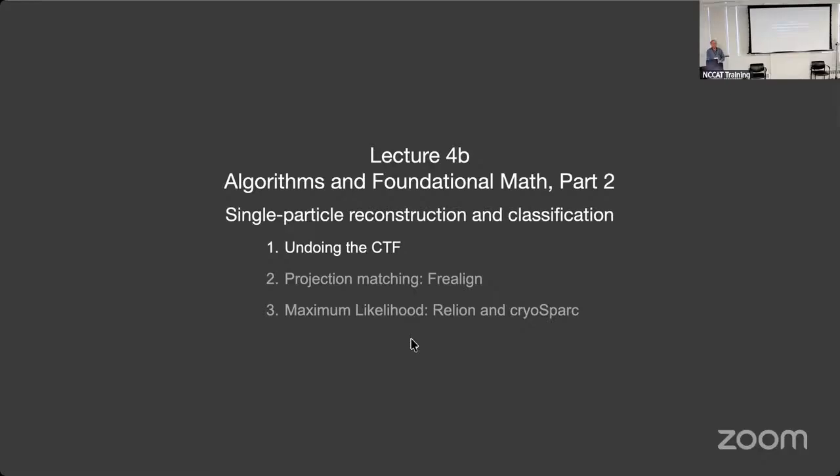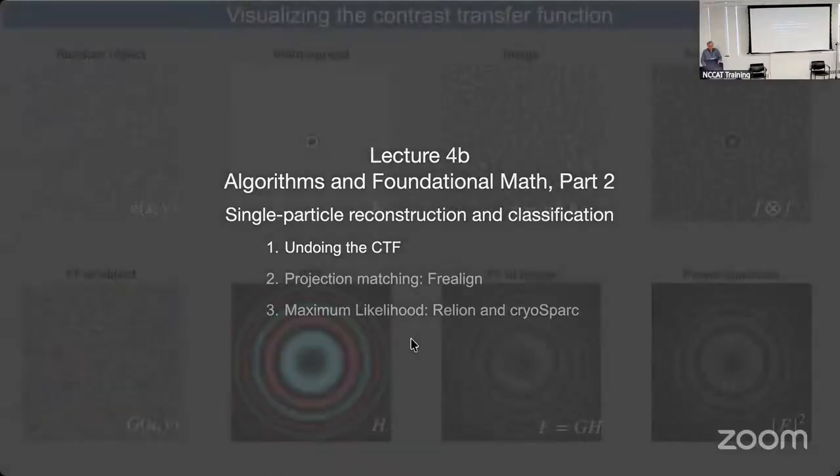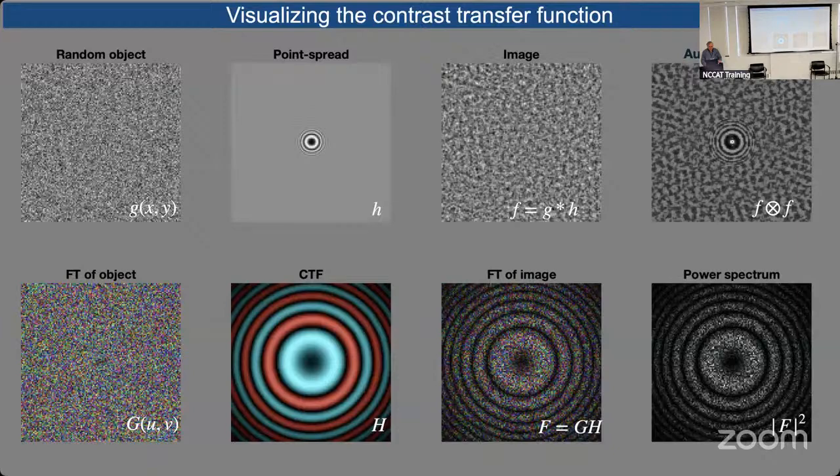Okay, well, welcome back. The very first thing I'm going to talk about is undoing the contrast transfer function, because as you can see, it's a pretty awful function with lots of zeros in it, and how we're going to compensate for that is a trick.